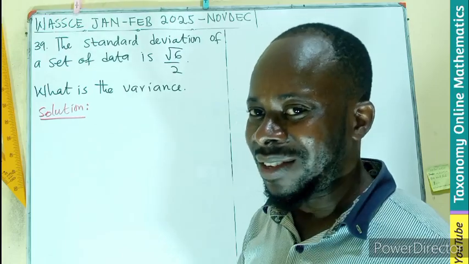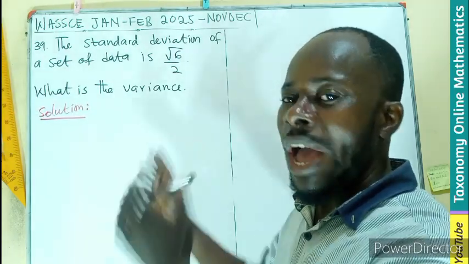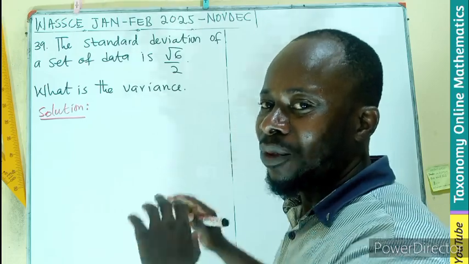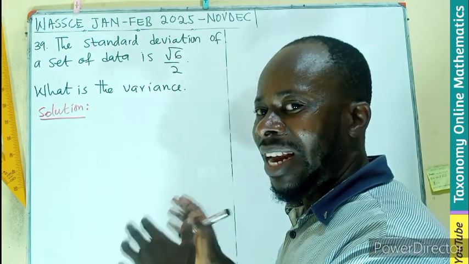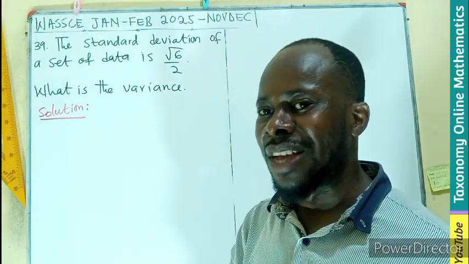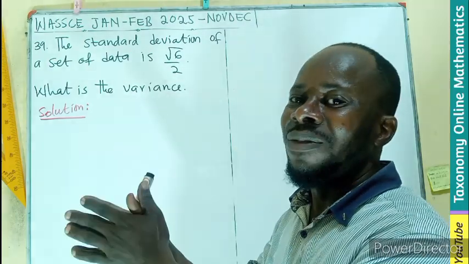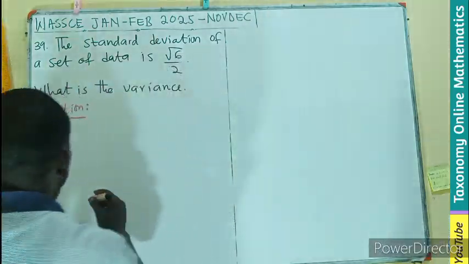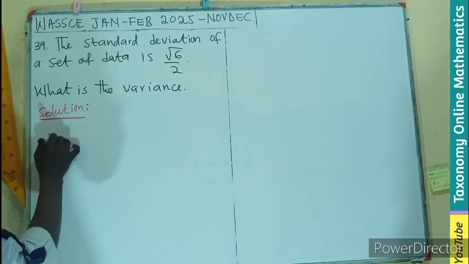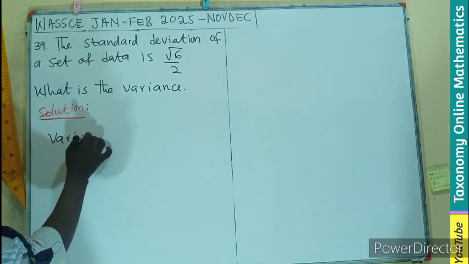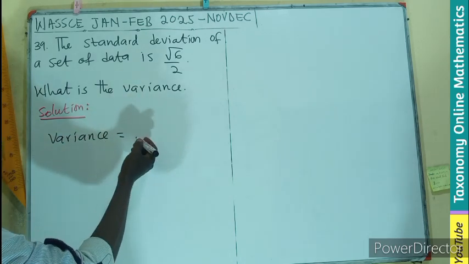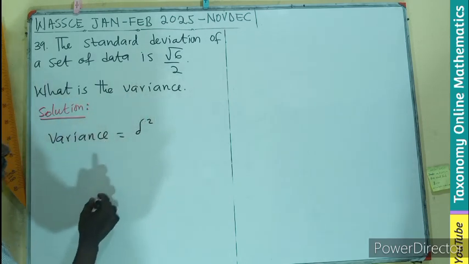We know the variance is the square of what? The standard deviation. If you find the square of the standard deviation, you get the variance. If you find the square root of the variance, you get what? The standard deviation. So we can just say that the variance is going to be the square of the standard deviation.